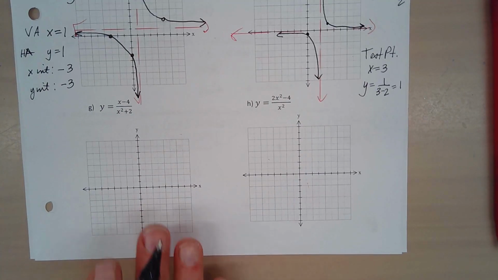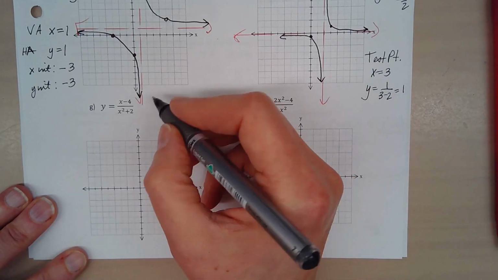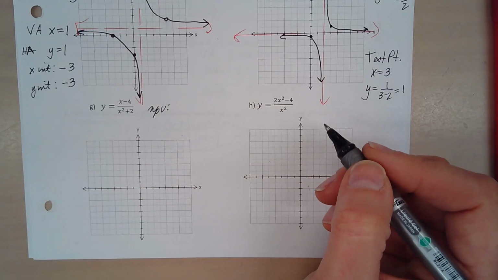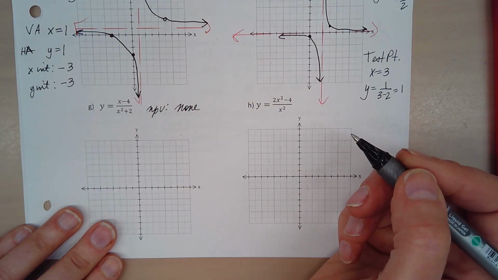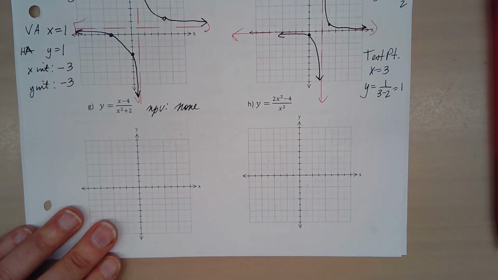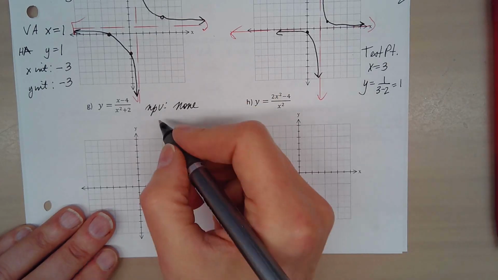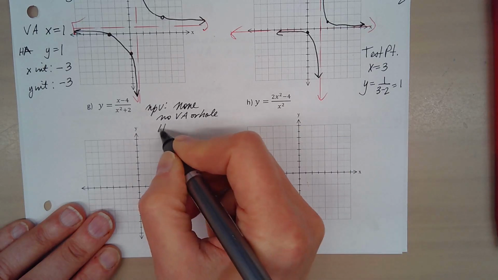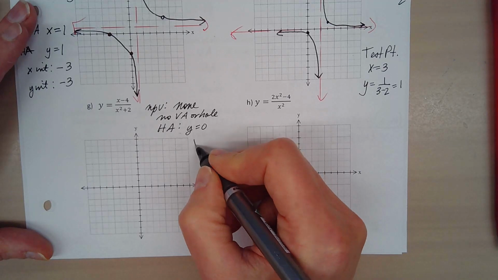How about this one? What about non-permissible values? None, right? No value of x would make that undefined. There's no value of x that would make my bottom 0. Okay, so that's gone. So there's no vertical asymptote or hole. Is there a horizontal asymptote? Yeah, y equals 0.